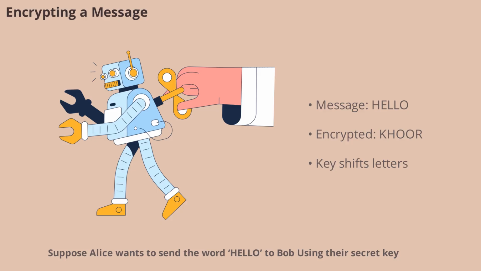Suppose Alice wants to send the word hello to Bob. Using their secret key, she applies an encryption algorithm that shifts each letter by 3 positions in the alphabet. So H becomes K, E becomes H, and so on, turning hello into KHOOR. This new string, KHOOR, is what Alice sends over the internet. To anyone else, it looks like a random jumble of letters.